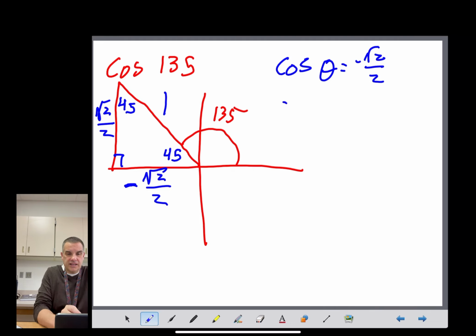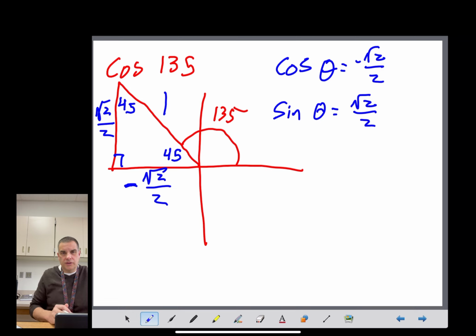And we could find the sine of theta as well. Sine of theta was just going to be the square root of 2 over 2. And again, it's going to be negative in this case because of where it's located in the coordinate plane. It's kind of in that second quadrant. So we're going to the left and up, so that x value in this case is going to be negative.